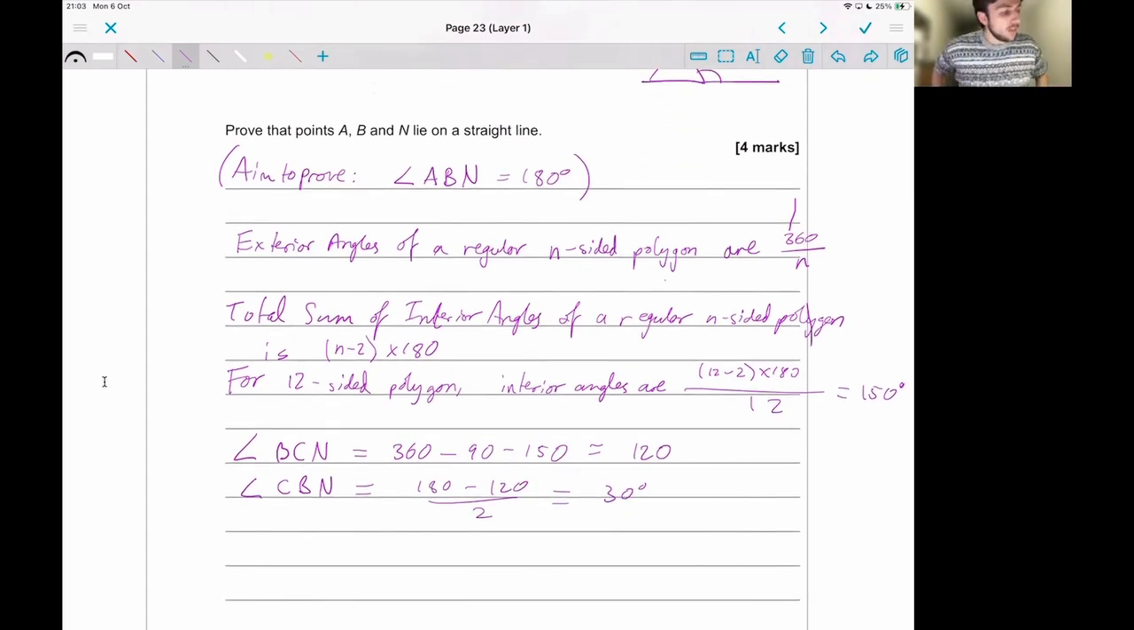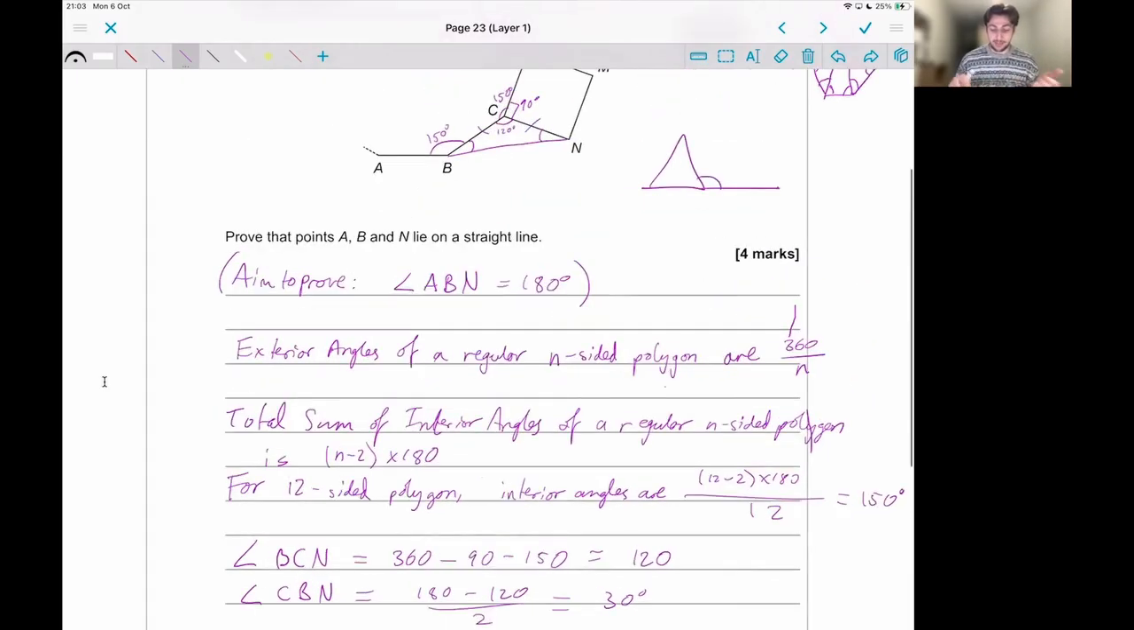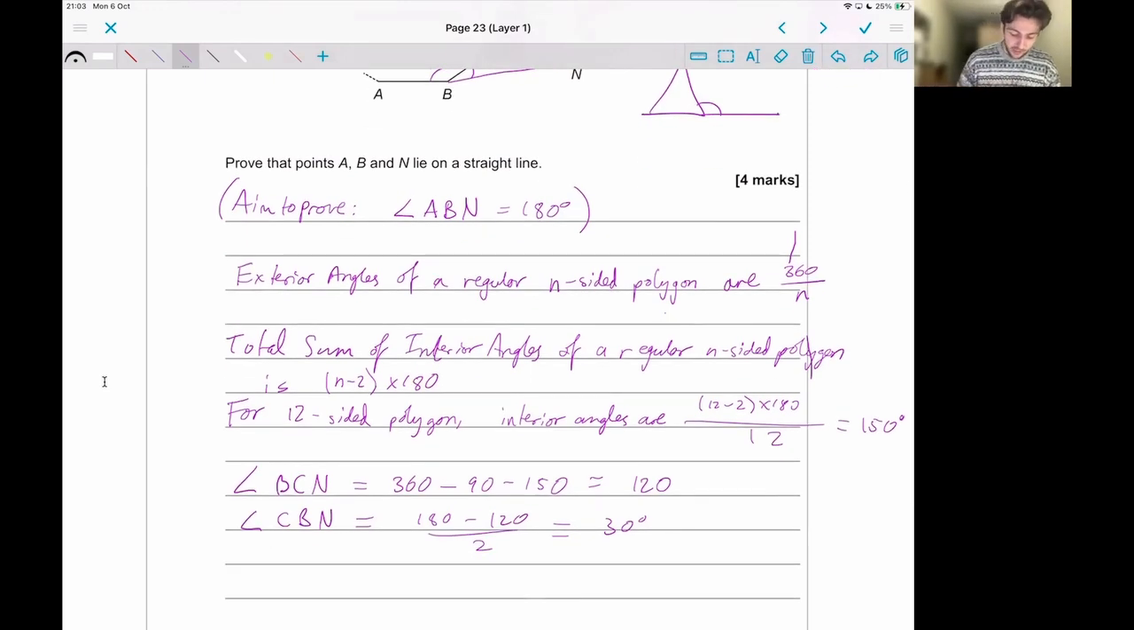So let's write what we need to write. Two ways to write the statement that we want. First way, we could say the exterior angle of a 12-sided shape is 360 over 12, which is 30. And therefore, because this is an exterior angle, it must leave on a straight line. That's one way to do it. The other way to do it is what we said before. Angle ABN is 150 plus 30, and 150 plus 30 is 180. So it's a straight line. And that's the way we're going to write it here.